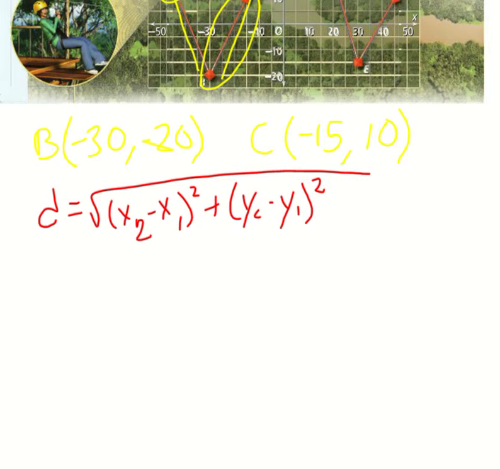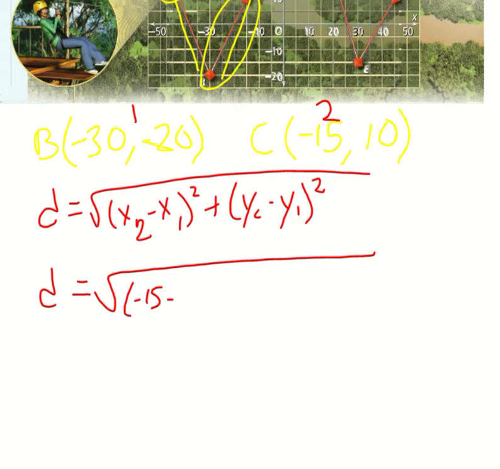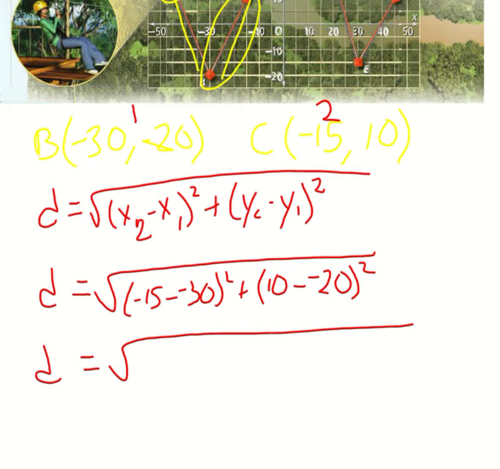So now it's just plugging and chugging. So d equals the square root. We're going to call this 1 and this 2. So we're going to put in -15 minus a -30. I almost goofed that one up. Squared plus a 10 minus a -20 squared. So now we got to do that arithmetic. -15 minus a -30 is the same as adding, so that's going to be a +15 squared plus, well, that's going to be the same as adding, so plus 30 squared.